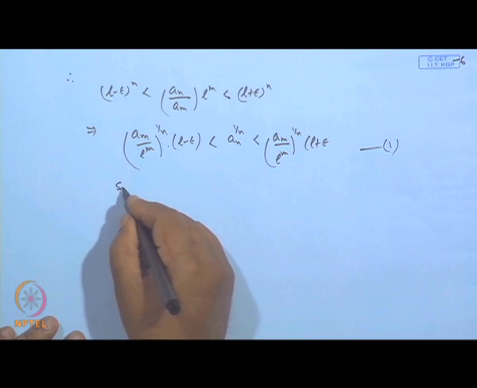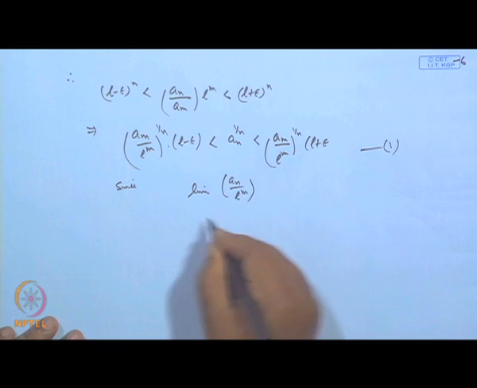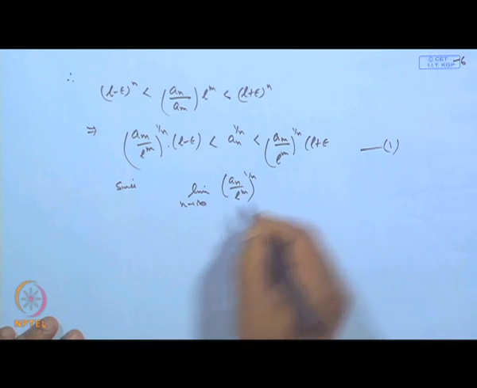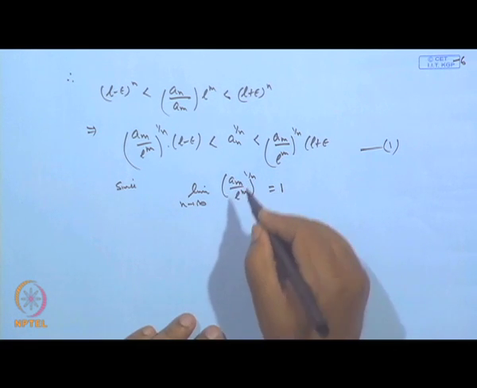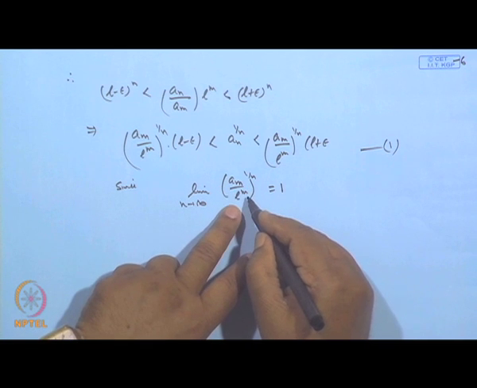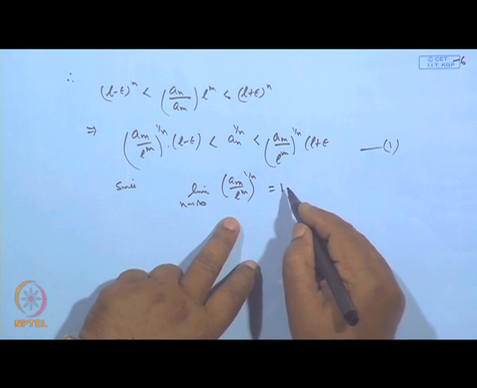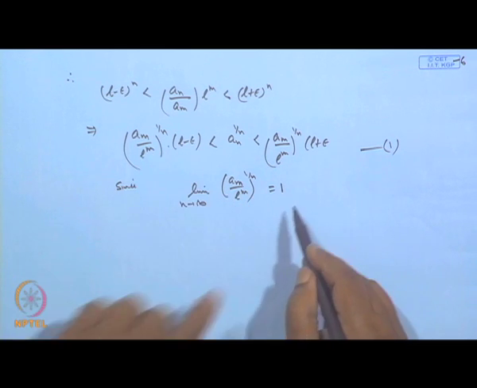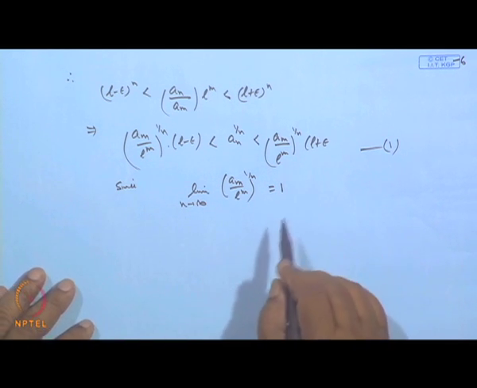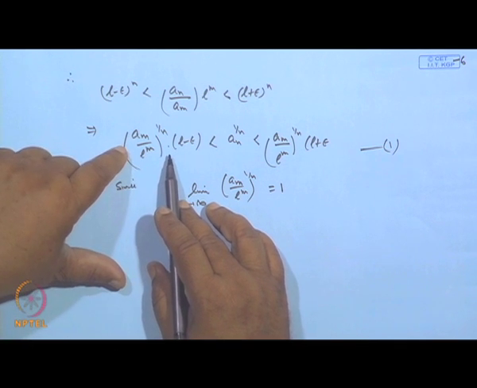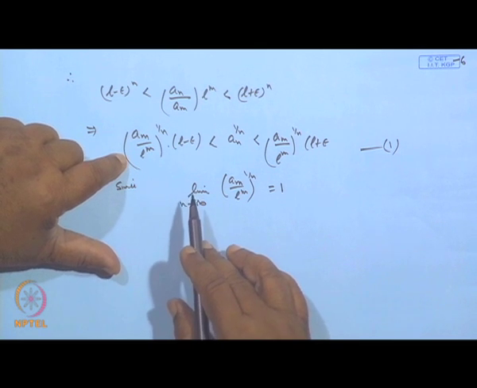Clear? Now, the limit of (a_m over L^m) to the power 1 by n as n tends to infinity is 1. Why? Because a_m is a fixed point and L^m is also fixed, so this is some constant to the power 1 by n. When n is sufficiently large, the limit will go to 1. It means this term will lie between 1 minus epsilon L and 1 plus epsilon L. So we can say this limit is 1.